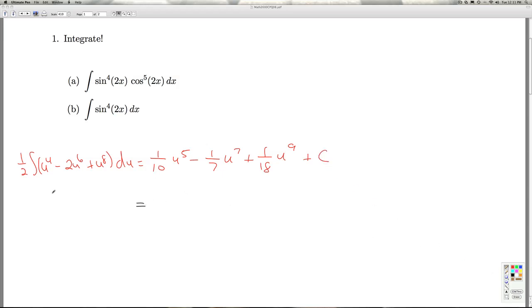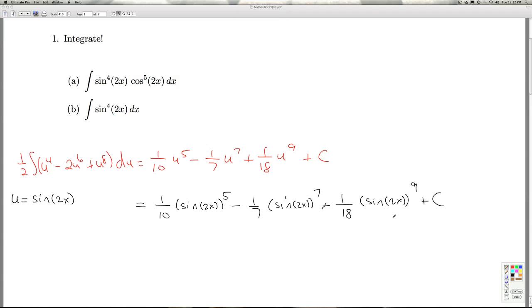And now back in the land of x's, I was letting u be the sine of 2x, and so I get 1/10 sine of 2x to the fifth power minus 1/7 sine of 2x to the 7th plus 1/18 sine of 2x to the 9th plus c. So that'll do it for part A.